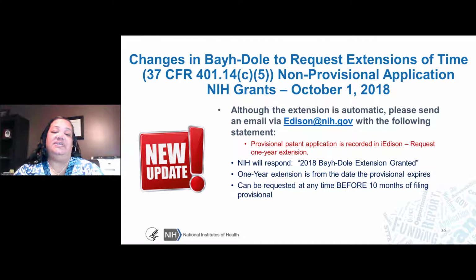Although the extension is automatic, please send an email via Edison at nih.gov with the following statement: Provisional patent application is recorded in iEdison, request 1-year extension. NIH will respond, 2018 Bayh-Dole extension granted. The 1-year extension is from the date the provisional expires and can be requested at any time before 10 months of filing the provisional.